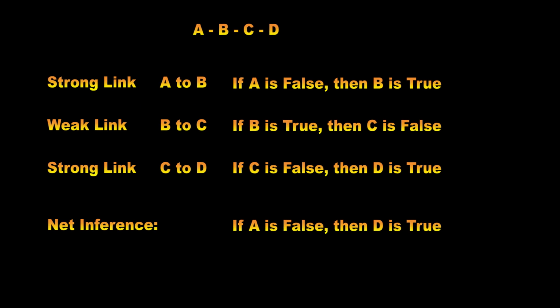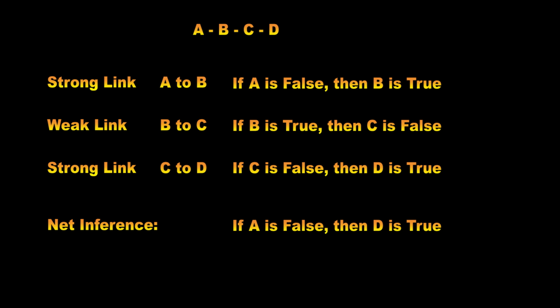Let me give you a simple example. Let's say we have a chain of 3 links, one from A to B, and then one from B to C, and then one from C to D. And let's say the first one is a strong link, and the second one is a weak link, and the third one is a strong link. This is the simplest form of an AIC, strong, weak, strong.